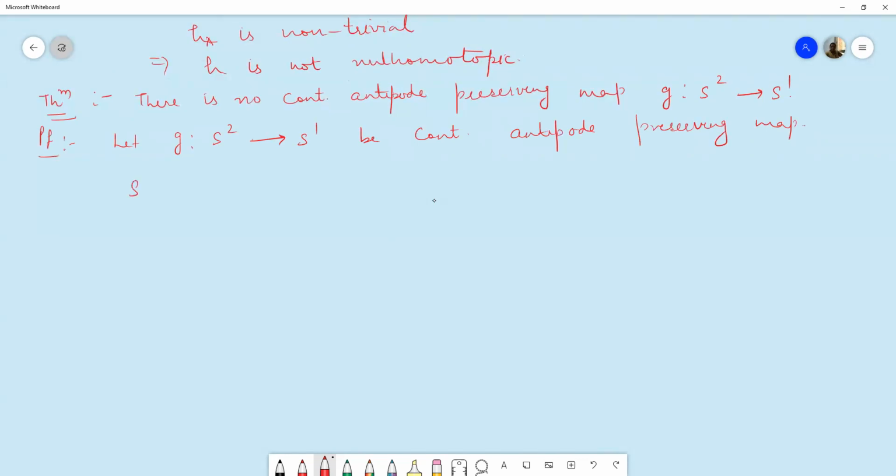Now we take S1 to be the equator of S2. Now we restrict this G to S1 and we take this mapping to be H. Now H will be a mapping from S1 to S1 itself. Now we are assuming that G is a continuous antipode preserving map and H is its restriction. That means H is also a continuous antipode preserving map. So by the previous theorem, this H is not null homotopic.